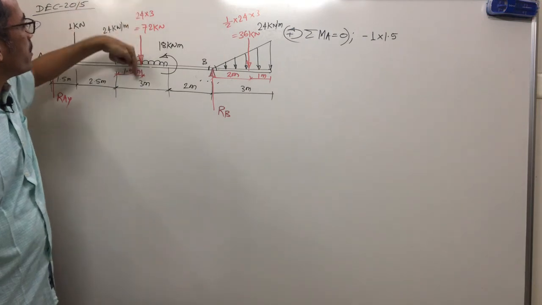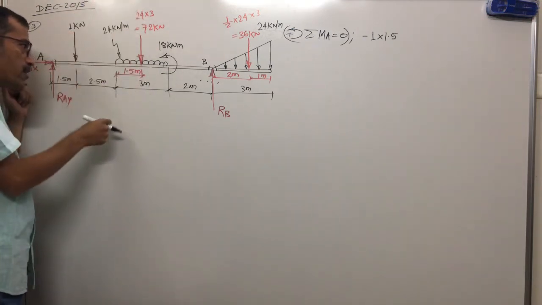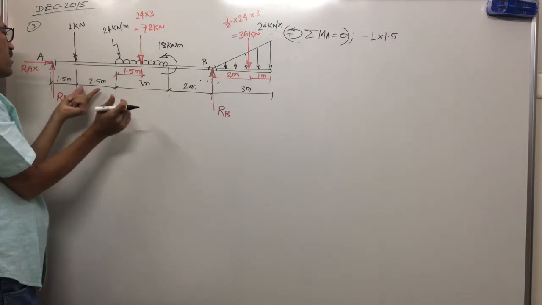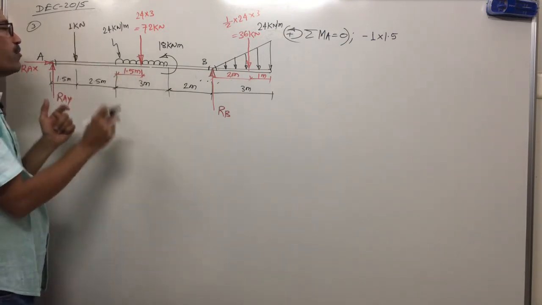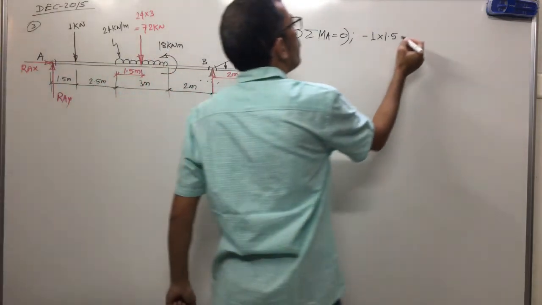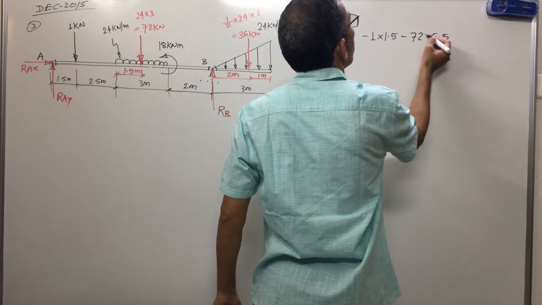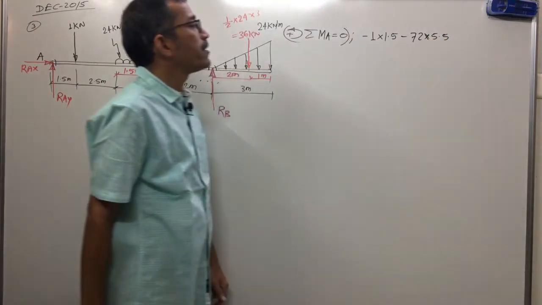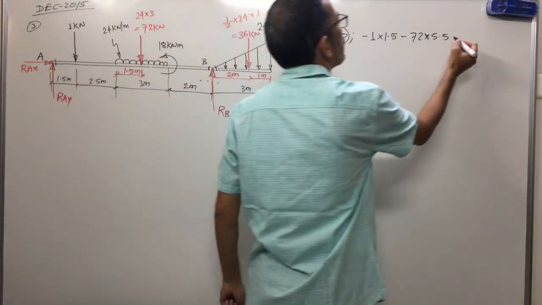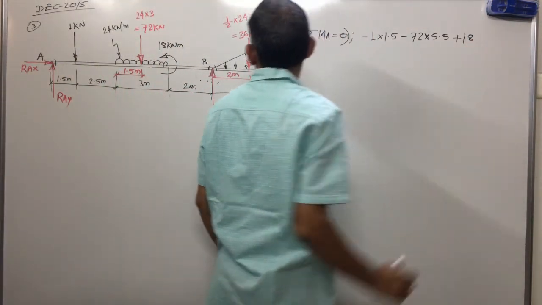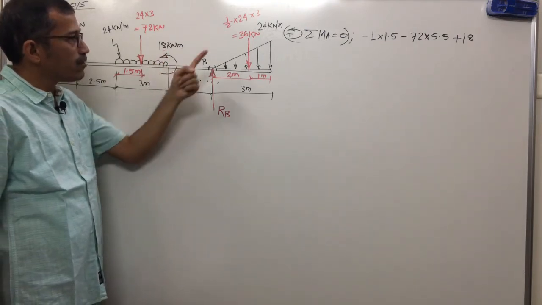Next, the moment of the equivalent load 72, which is clockwise. What distance? This is the distance. This will be what? 4 and this one 1.5, so 5.5. Minus 72 into 5.5. Correct? Correct. Couple is anti-clockwise, so plus 18. Plus 18. Moment of 18 is anti-clockwise, so plus.